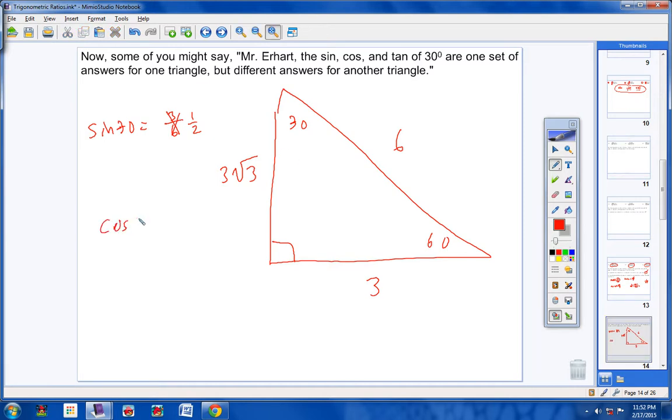Cosine of 30 would be adjacent over hypotenuse. So 3 square root of 3 over 6. And now reduce it. This is an outside number. This is an outside number. So 3 goes into both of them. This becomes a 1. This becomes a 2. So you're left with 1 square root of 3, which is the same thing as the square root of 3 over 2. So the cosine of 30 is the square root of 3 over 2.